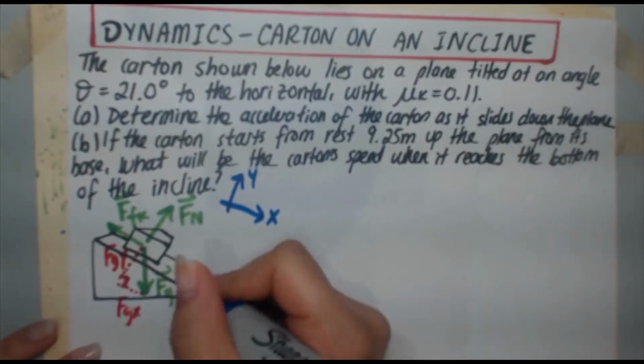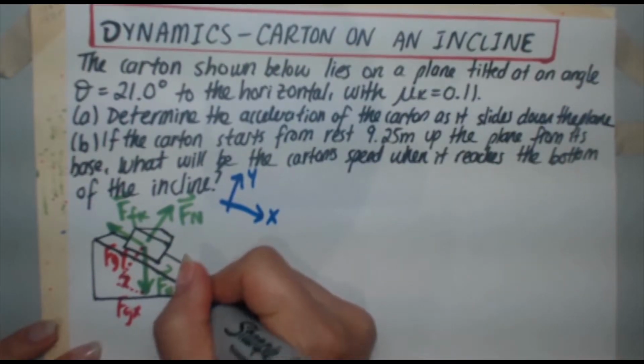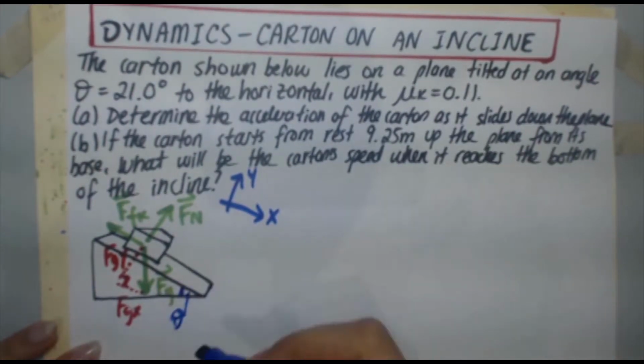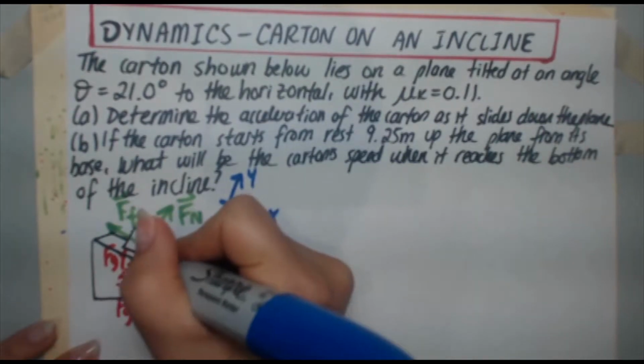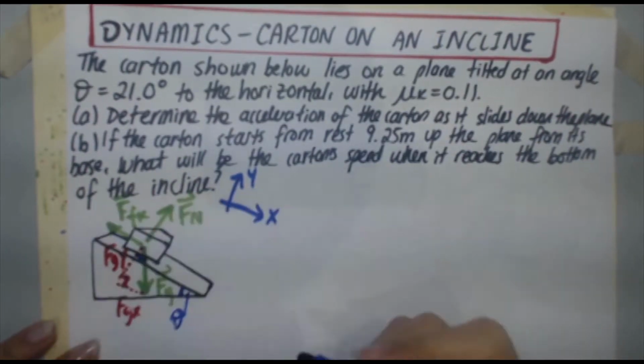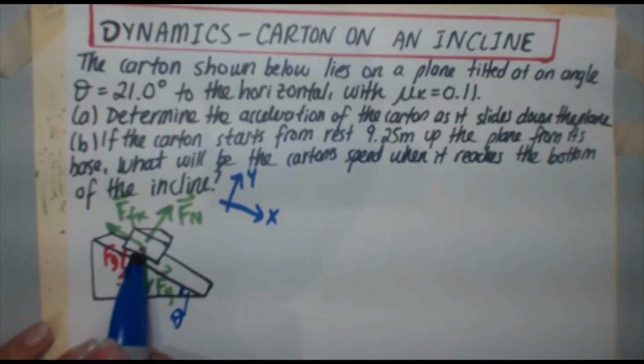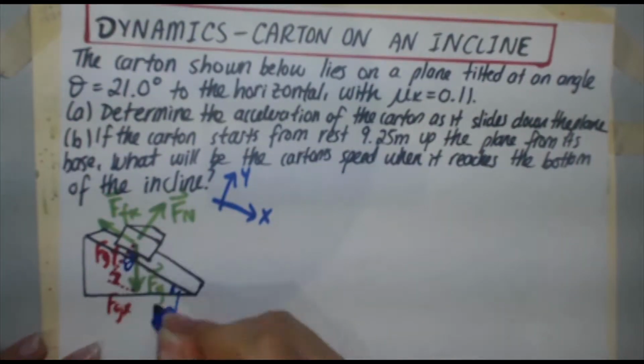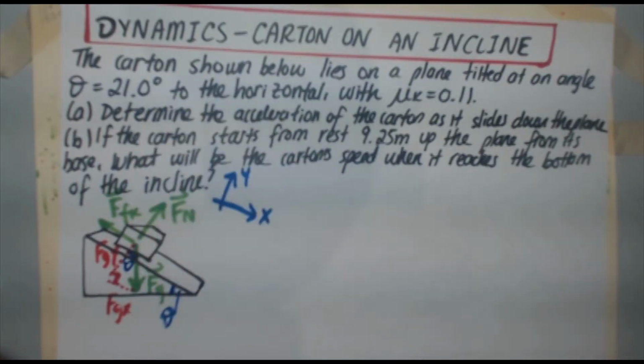Now, this incline is at an angle theta right here. But similarly, using geometry, and as we've seen in other videos, we know that therefore that angle is the same too, the one right there inside this triangle, okay? So we'll see that later on, but that's theta as well. And we know that that angle is 21 degrees.